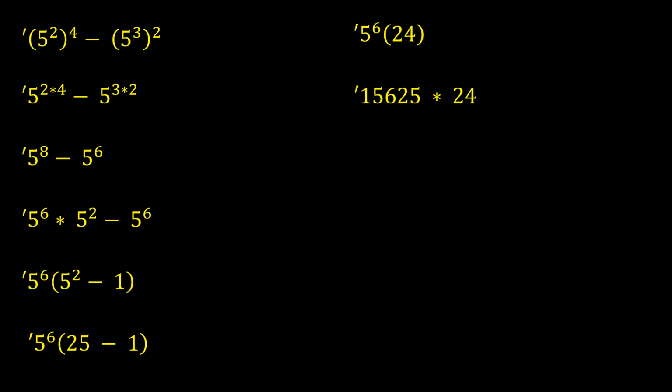5 to the power of 6 is 15,625, so we have 15,625 multiplied by 24. Finally, calculate 15,625 times 24, which is 375,000. Thus, 25 to the power of 4 minus 125 squared equals 375,000.